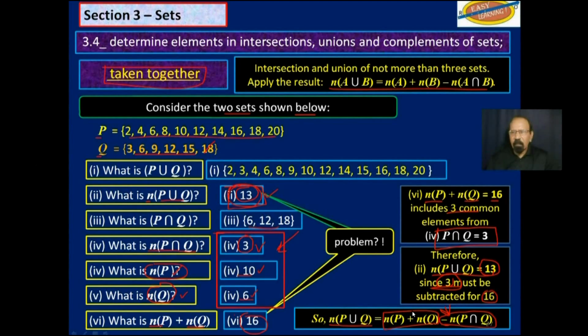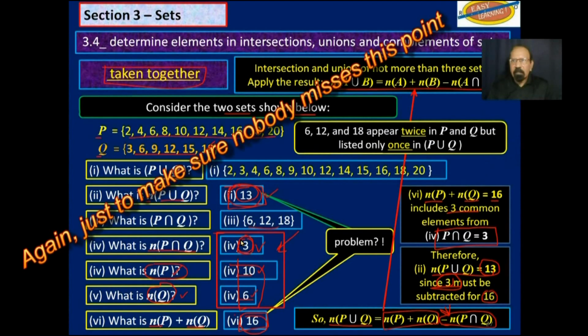So in the 16, if we add 10 and 6, we will get 16. But we have 3 elements common in P and Q. So we will have to subtract the intersection. 6, 12, and 18 appear twice in P and Q, but it is only listed once in P union Q.